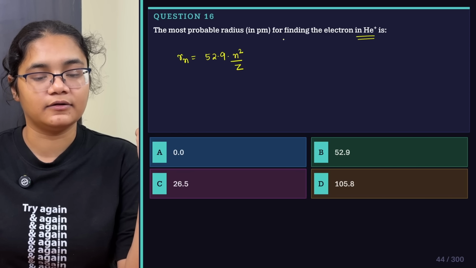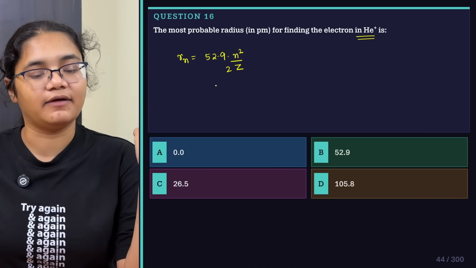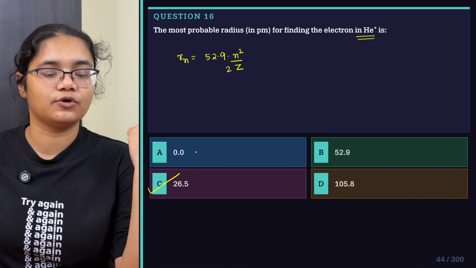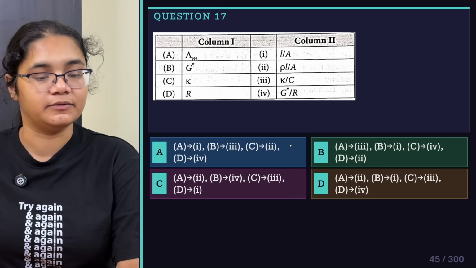For the n value will be 1, but this z value will be 2. So if I divide here, I'll get 26.5, which is option number C, right? 2 to the 4 takes, so 26.5 will be the answer.